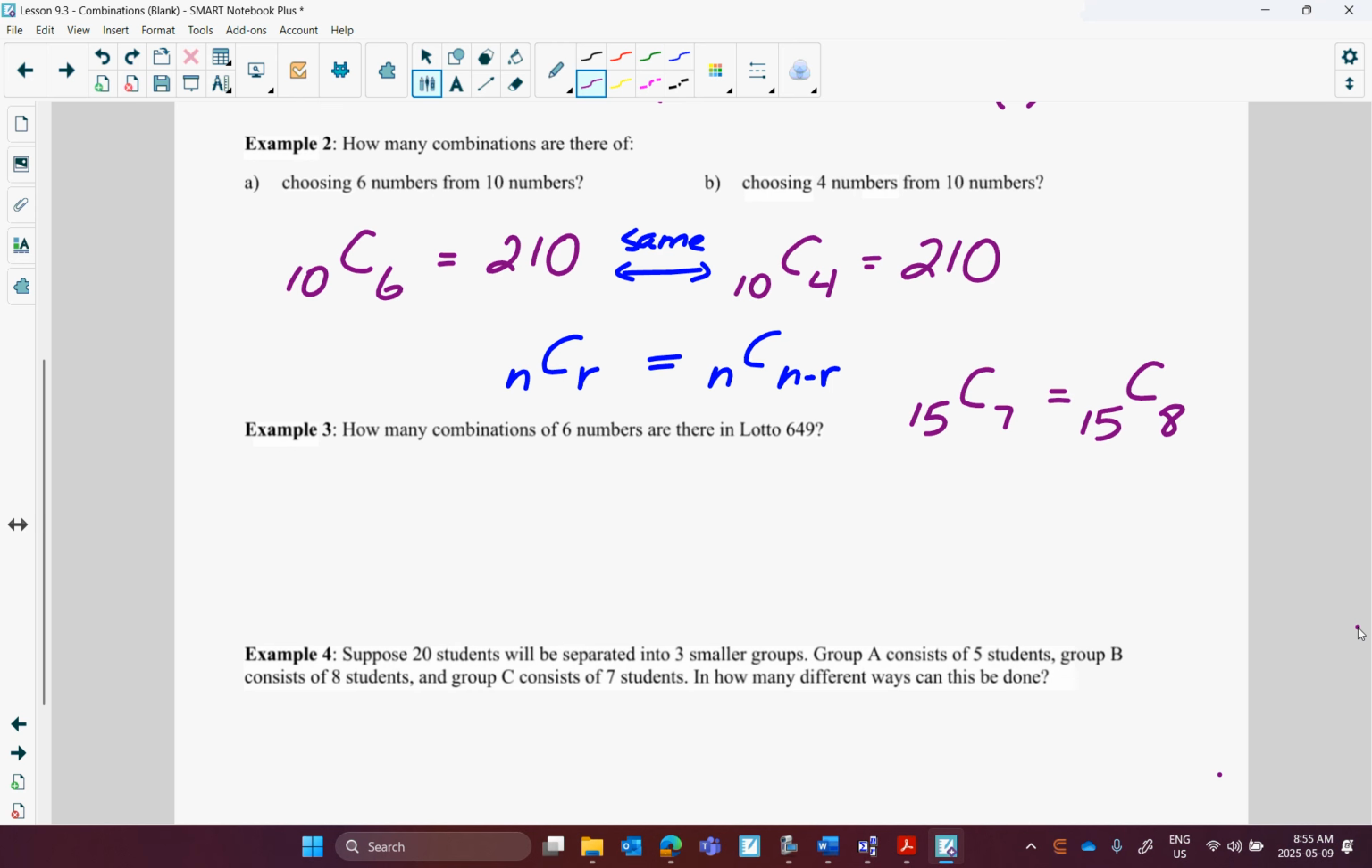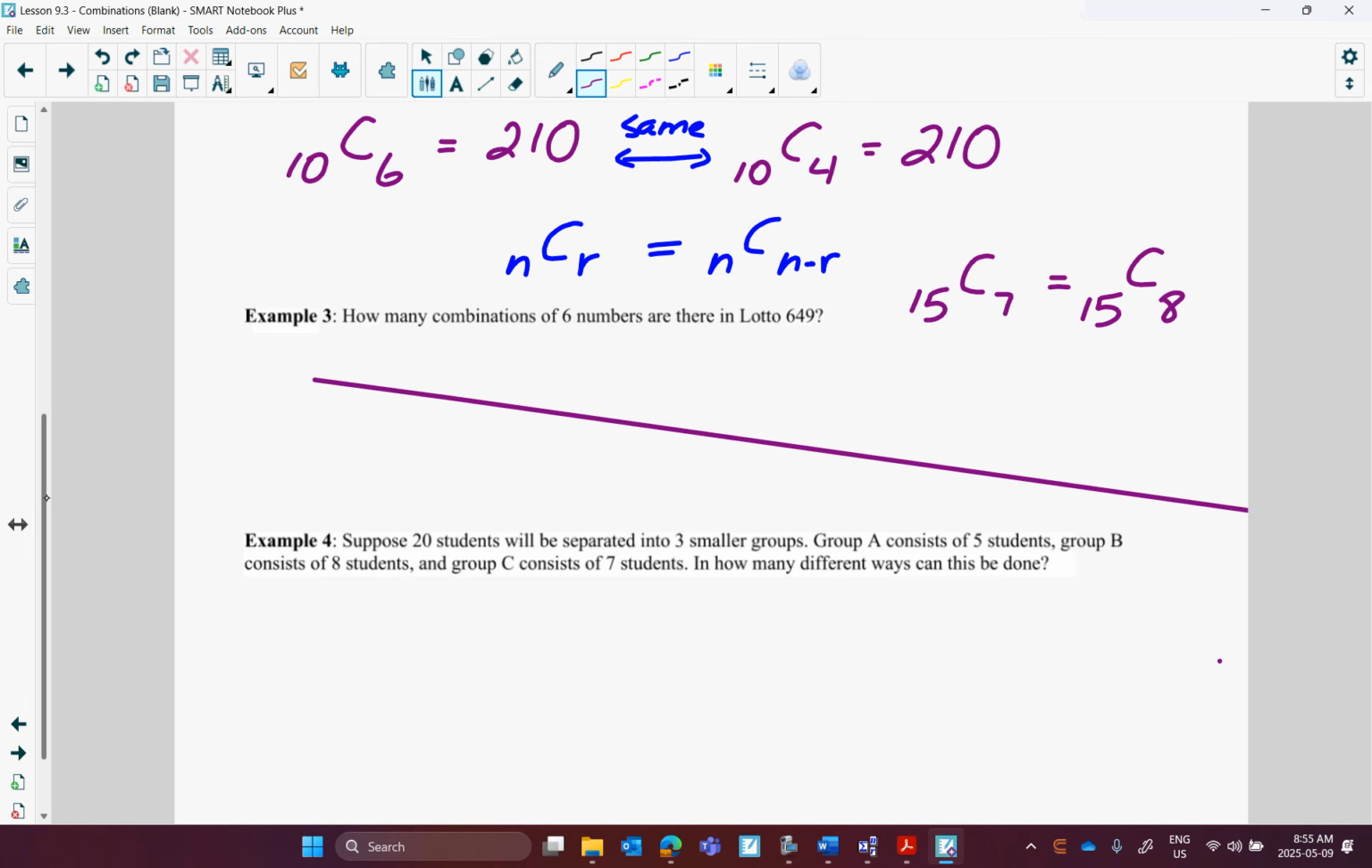649, if you're not familiar with it. You choose from 49 numbers. You choose 6 of them. Okay, and then they do a draw. If all 6 of your numbers are drawn, you win $5 million. What's the probability of winning?